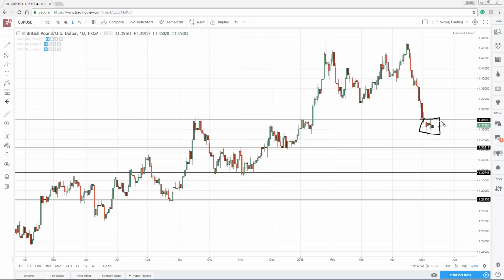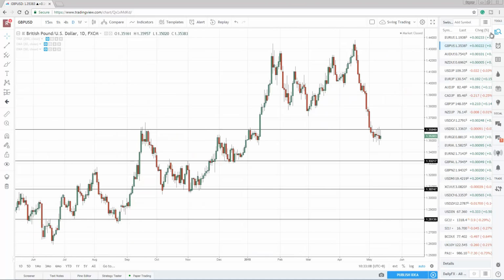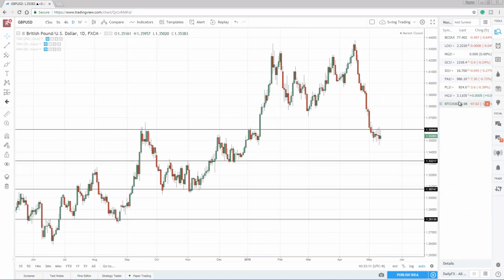And if you look at the Bitcoin chart right now, you know what? Let me just get out the Bitcoin chart to illustrate what I'm talking about. So this is the chart of Bitcoin.